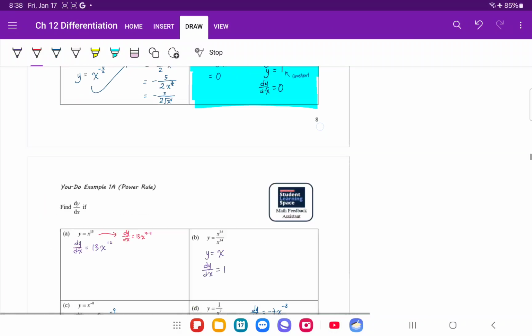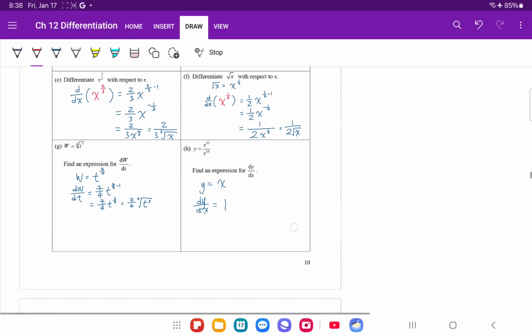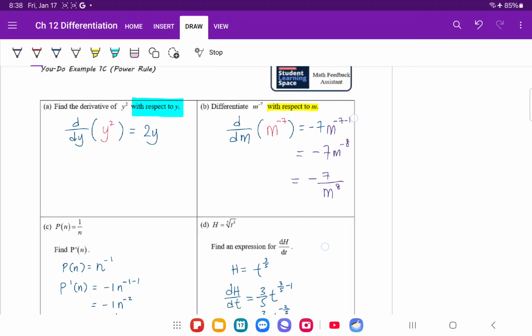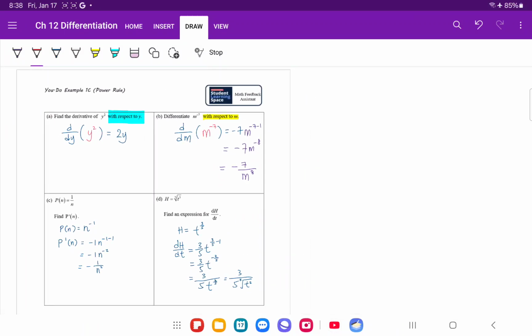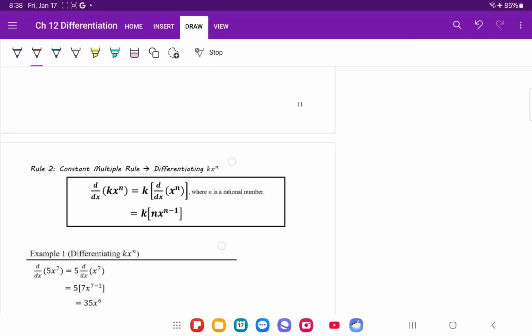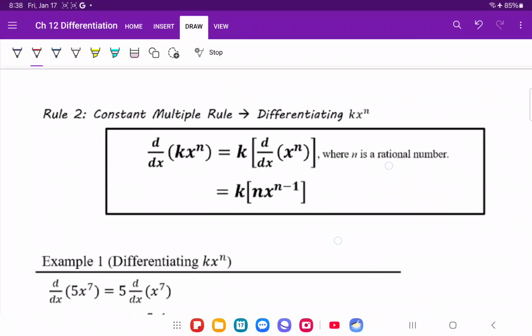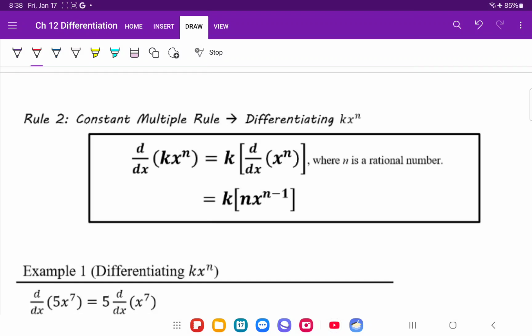So we are now going to move on to, can we now turn to page 11? Now, we last stopped at page 11. I think these were the 4 examples. And then we moved on to the constant multiple rule already. This is rule number 2, the constant multiple rule. Now, the constant multiple rule says that you can apply the power rule, which is for this part, even when there is a number k that is being multiplied in front.